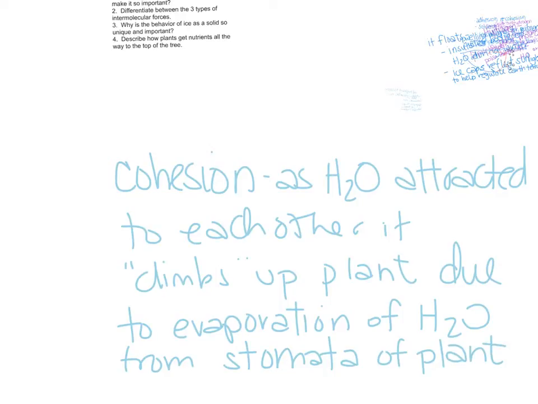Wait, so as H2O is attracted to each other, it climbs up. Isn't H2O climbing up the plant due to evaporation, not cohesion? No, cohesion. The evaporation helps pull it up, but the water molecules stick together while they're being pulled up. So as one leaves, the other one's replacing it because they're attracted to each other. As one leaves by evaporation, another one takes its place because of their attractive forces to each other.